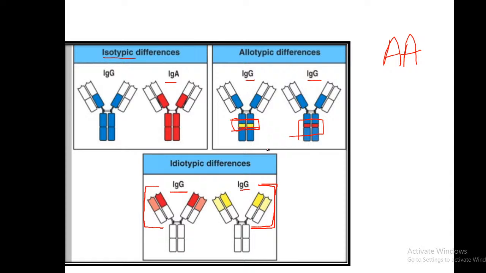Each antibody will have multiple idiotypes. This is the same antibody; the same antibody has multiple idiotypes, as you can see in the picture. Both the antibodies are IgG itself, but these two are two idiotypes of IgG. Idiotype 1 and idiotype 2. Two idiotypes of the same IgG are shown. That means the same antibody will have multiple idiotypes.